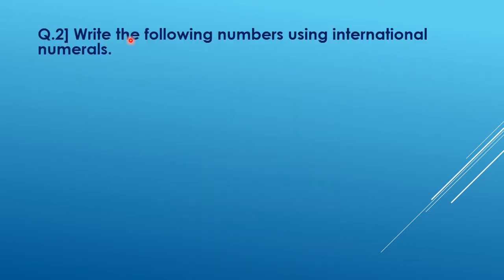Question number 2. Write the following numbers using international numerals. Let us see what the answer is. Here they have given us Roman numerals and we have to write them in international numerals. We have already studied that V stands for number 5. Second, VII. We have to consider that V is 5. As both these I are to the right side of this 5, we have to add them. So 5 plus 1 plus 1, that is 7.